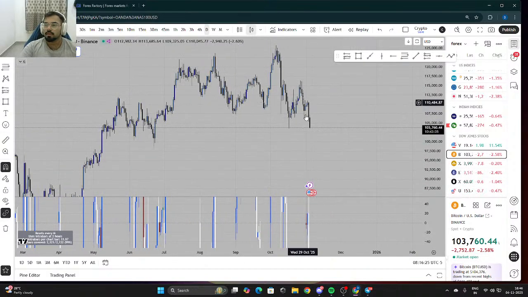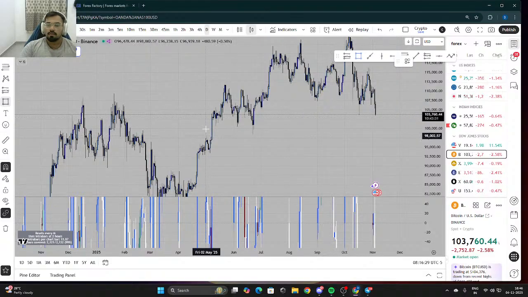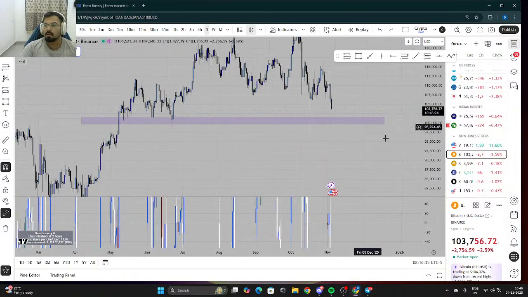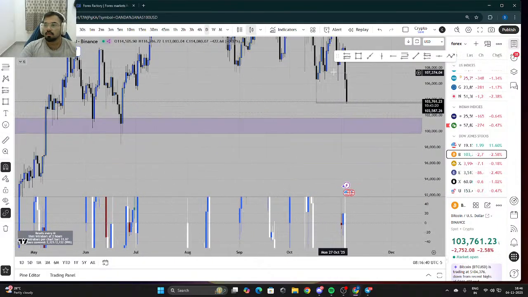Bitcoin is in a temporary bearish trend. So if I would like to trade Bitcoin, I look for a trade setup from these levels, probably from this recent low. We also have this demand zone.